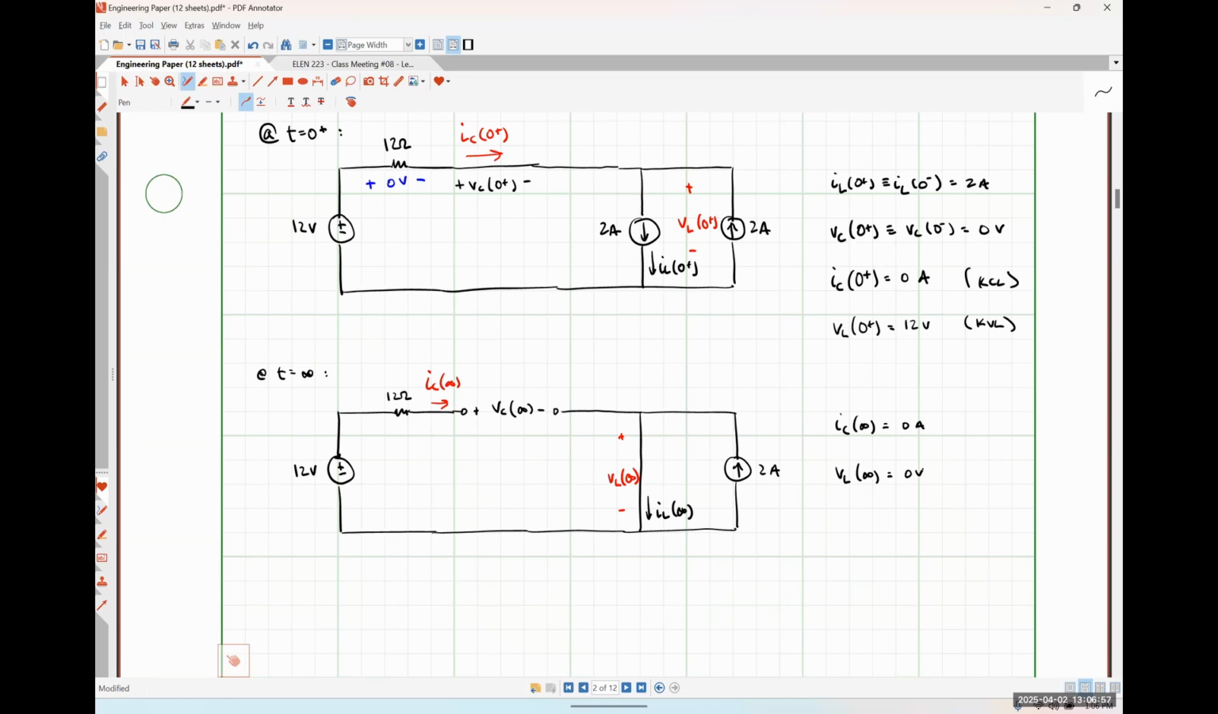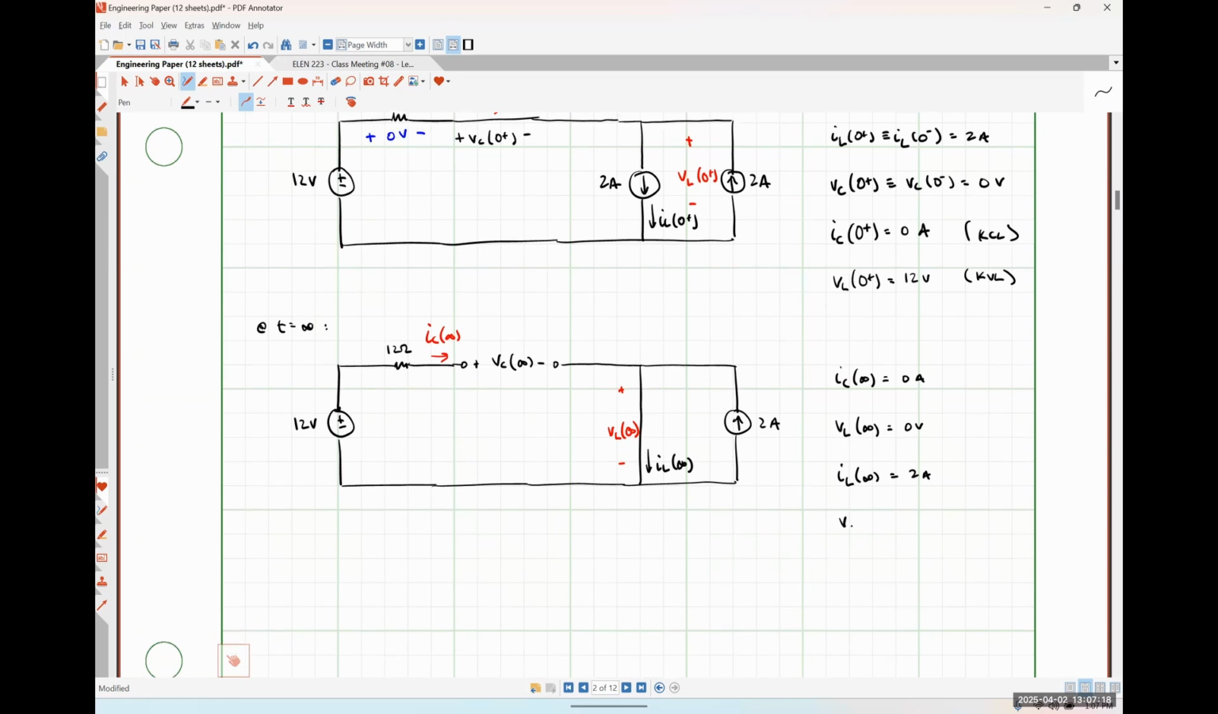And now we need to actually sort out the other things. So what's IL at infinity going to be? 2 amps. And what is VC at infinity going to be?